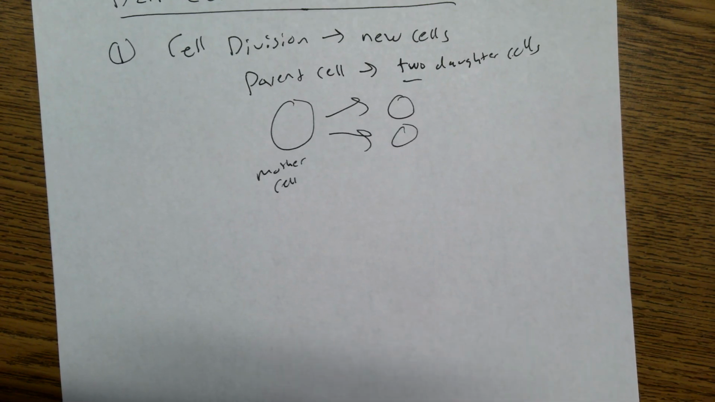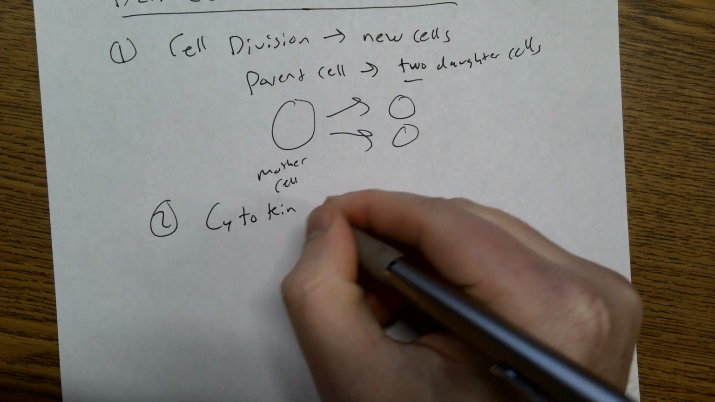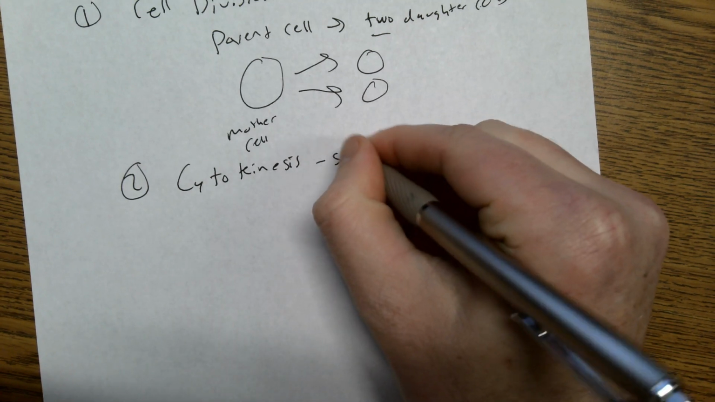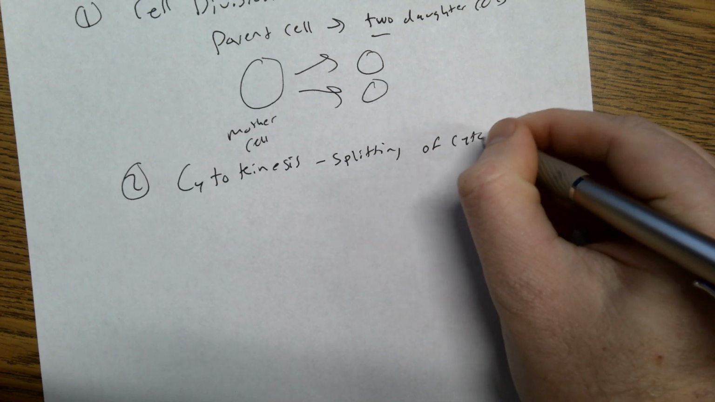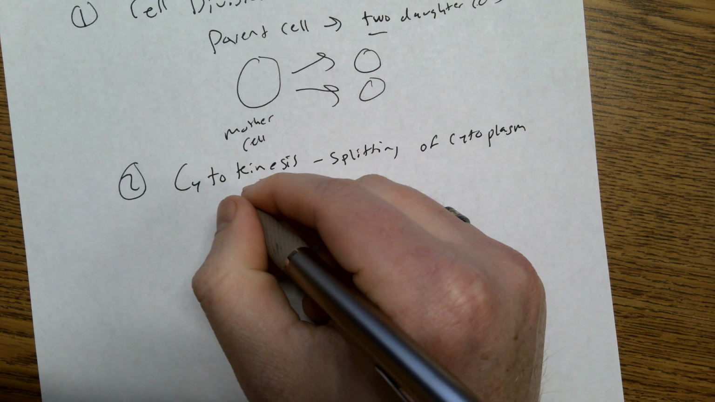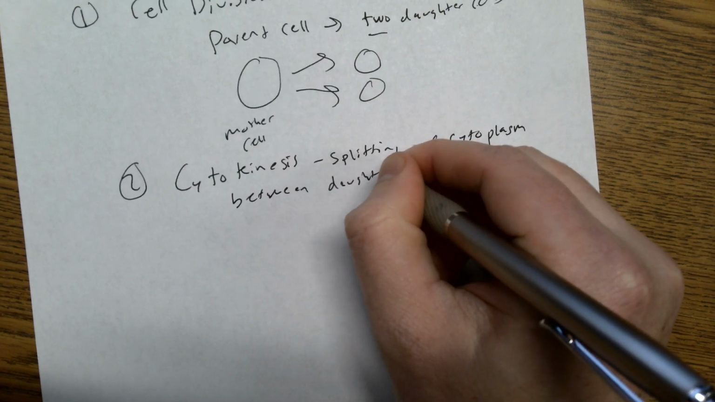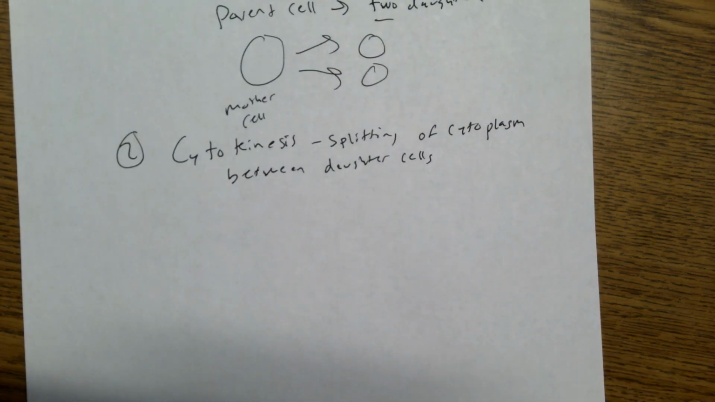And so how does it actually split? That's standard 2. The process of it splitting is called cytokinesis. Cytokinesis is our vocab word that means splitting of the cytoplasm between daughter cells. So you're going from the parent cell to the daughter cells, and cytokinesis is how you split the cytoplasm. Cytoplasm is that stuff on the inside, and you've got to split it somehow.